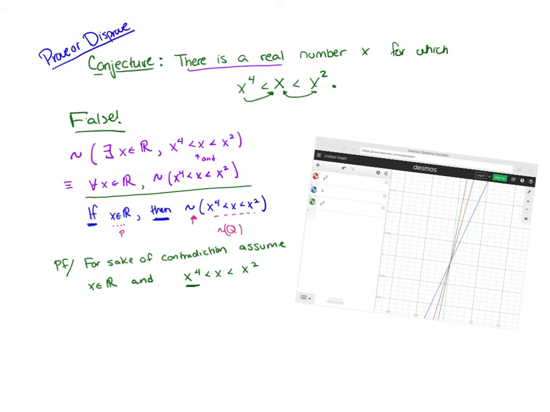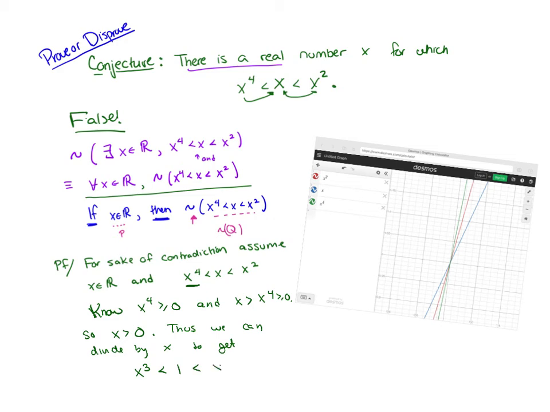So I notice that my x to the fourth, that's always going to be positive or 0. So I know that x to the fourth is greater than or equal to 0, and x is greater than x to the fourth. So x is strictly greater than 0, because it's strictly greater than something that's greater than or equal to 0. Thus, we can divide by x to get x cubed is less than 1 is less than x.